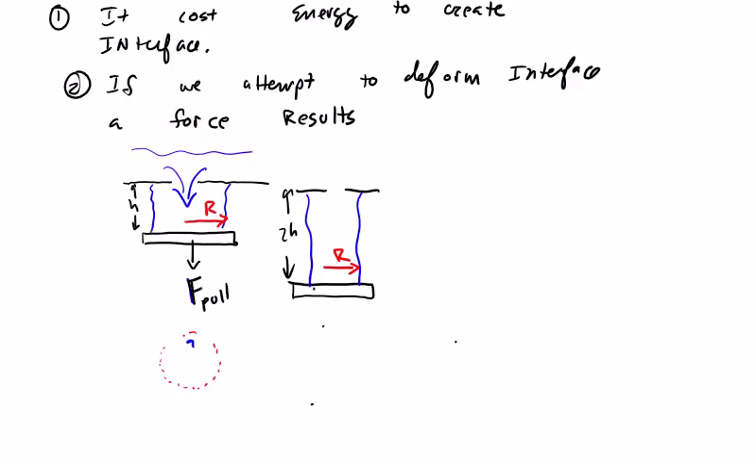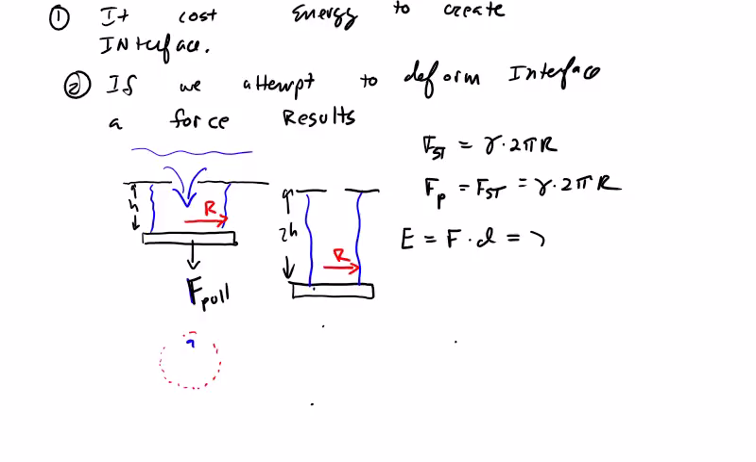Well, I might say that, if I thought about it from the force, the force of surface tension is still equal to gamma times 2 pi r. And that would have to be, in an equilibrium condition, equal to my force pull. So force pull would equal force surface tension, which equals gamma times 2 pi r if everything was moving at the same time. Now, if I said how much energy did this take, the energy is equal to force times distance. In this case, it's gamma times 2 pi r h. And that would be that.